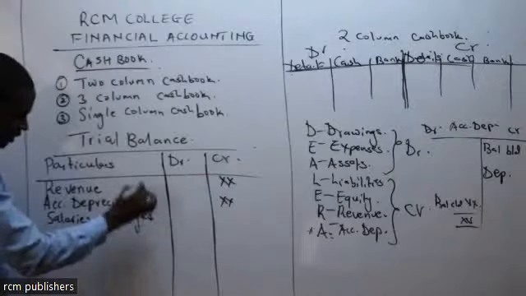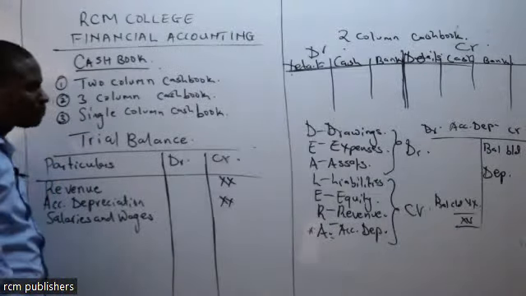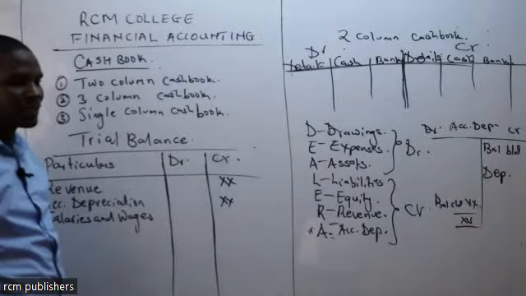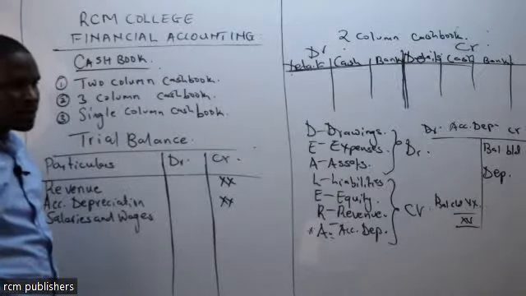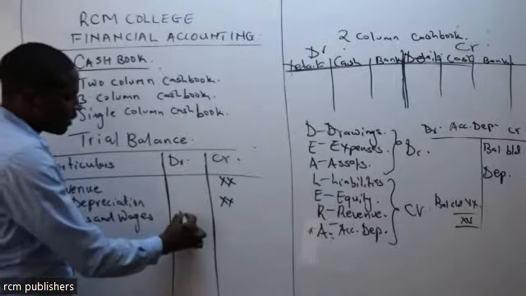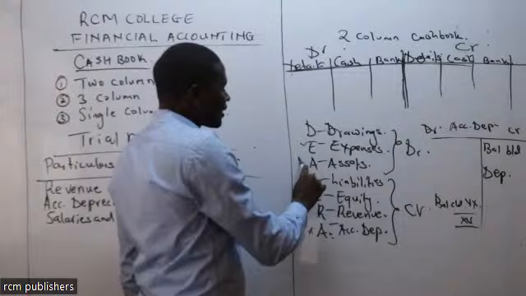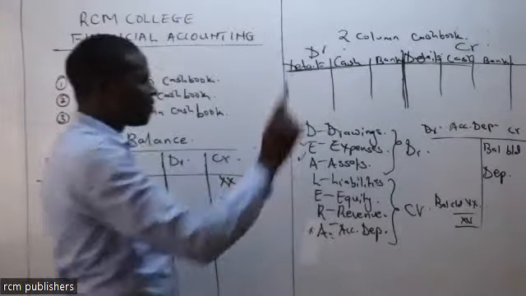And then another question arises. Salaries and wages, which side did we put our salaries and wages? Does it have a debit or a credit balance? A debit, Asante. This is an expense. And all expenses, all assets, all drawings, they have a debit balance.